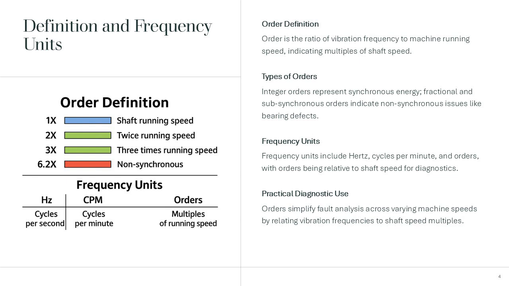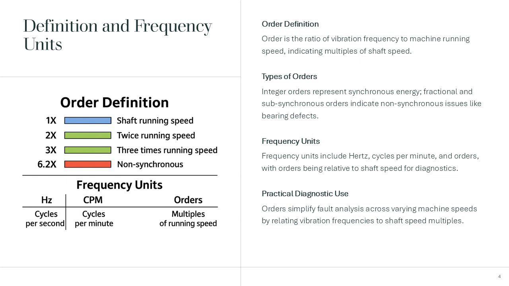For instance, 1x corresponds to the shaft rotational speed, 2x or 2 orders is twice the shaft speed, and so forth. Orders can be integer multiples, such as 1x, 2x, or 3x, which typically indicate synchronous energy related to the shaft or coupled components, or fractional multiples, such as 6.1 orders or 3.09 orders, which often point to non-synchronous sources like bearing defects. Subsynchronous orders, those below 1x or 1 order, may indicate phenomena such as oil whirl or belt-related issues.